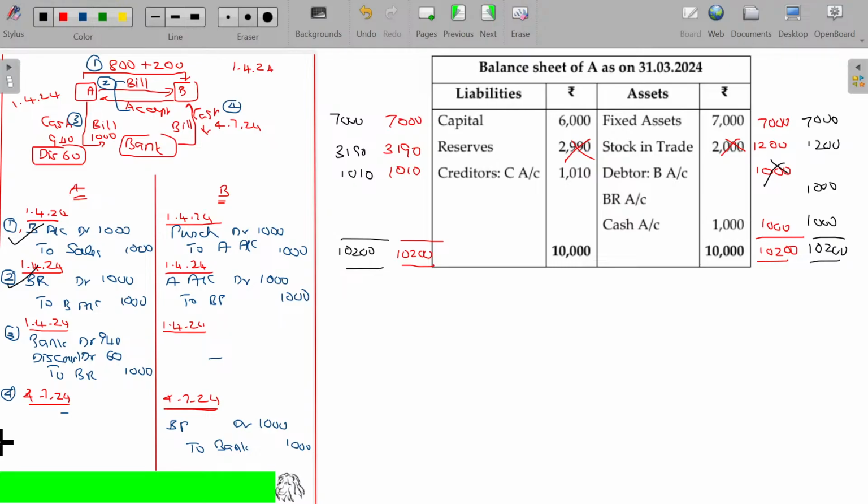What happens for this date? This is as on 1/4/24. Now what happens for this date? I can make it 4th April, 4 days later. I am going to prepare the balance sheet as on 4/4/24. As on the date, the bill got dishonored. What could be the journal entry? I don't touch the fixed asset, that remains the same.